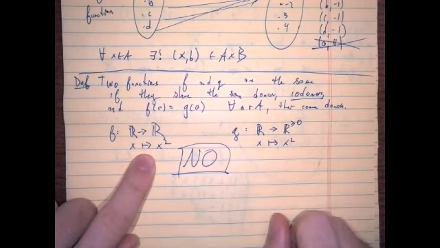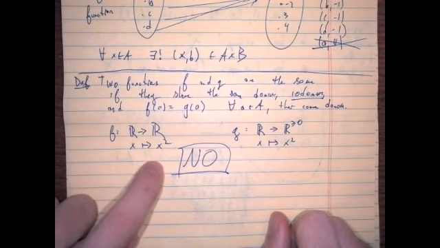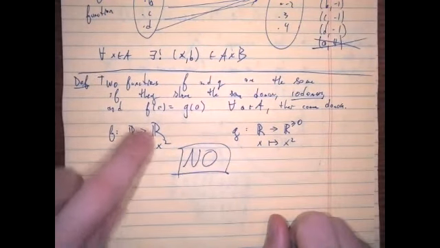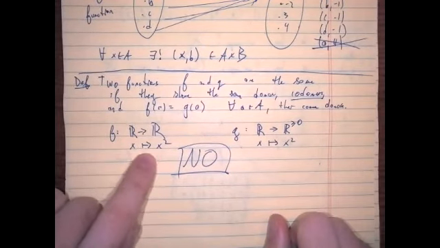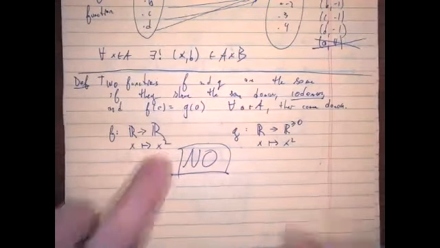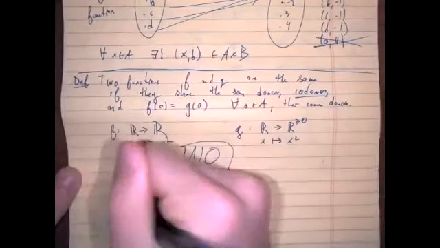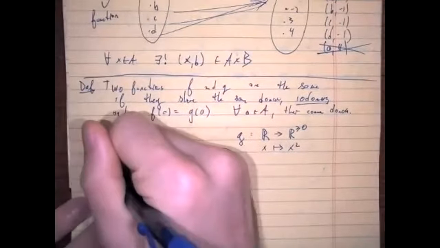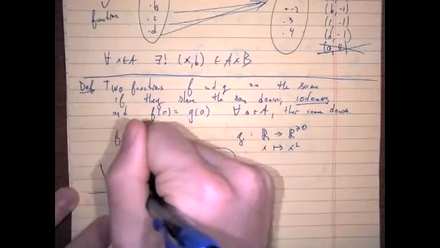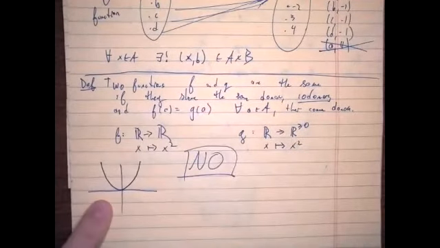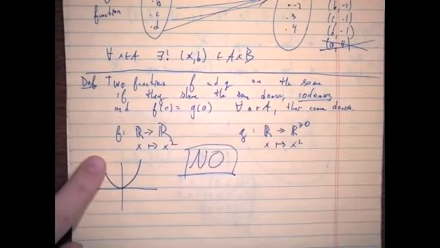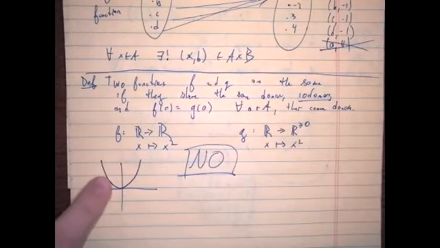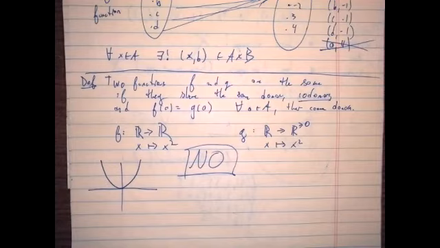x to x squared. So the range is the subset of R that gets hit by this function, right? So let me draw this function. x squared is your standard parabola, right?